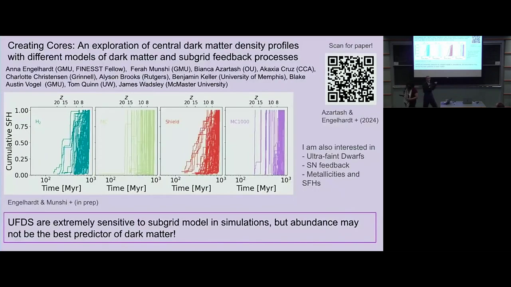Hi everyone, my name is Anna Engelhardt. I'm a rising third year now at George Mason University, and my poster is about creating cores and exploration of central dark matter density profiles with different models of dark matter and subgrid feedback processes.